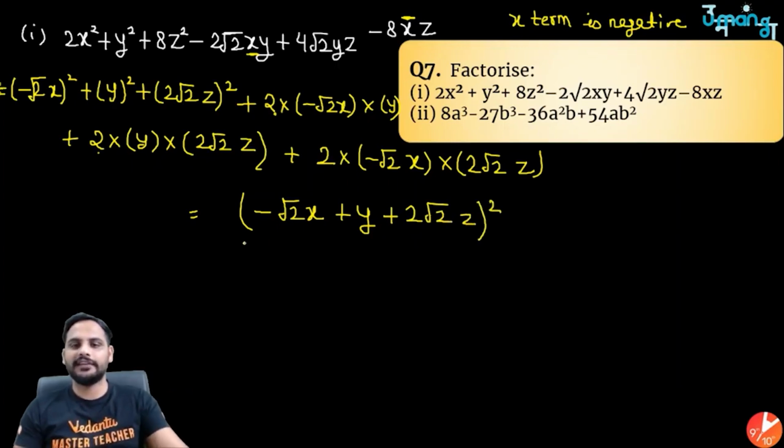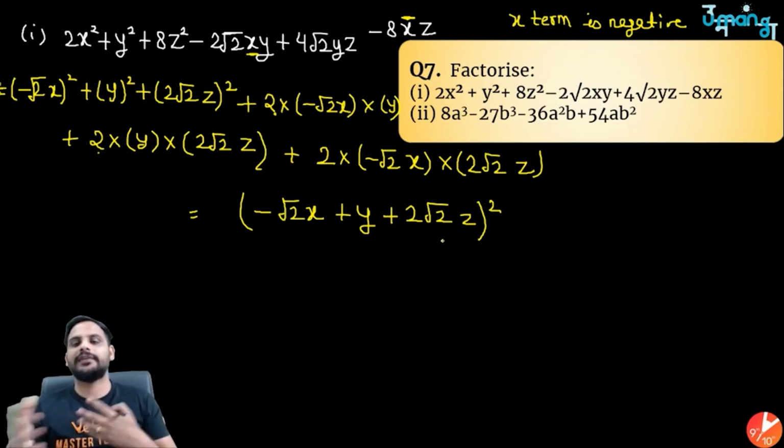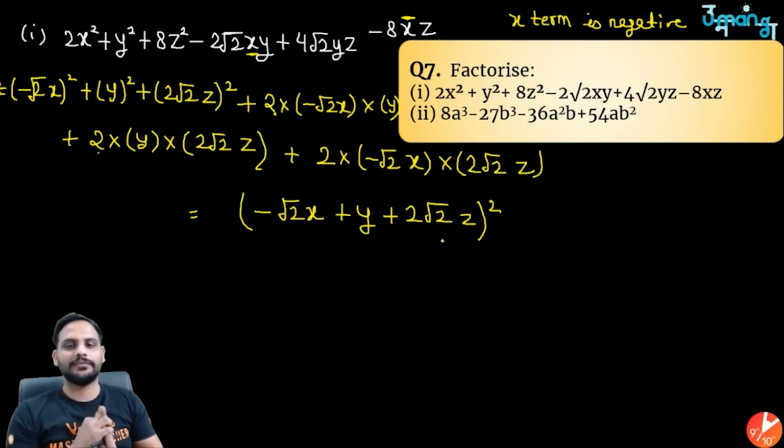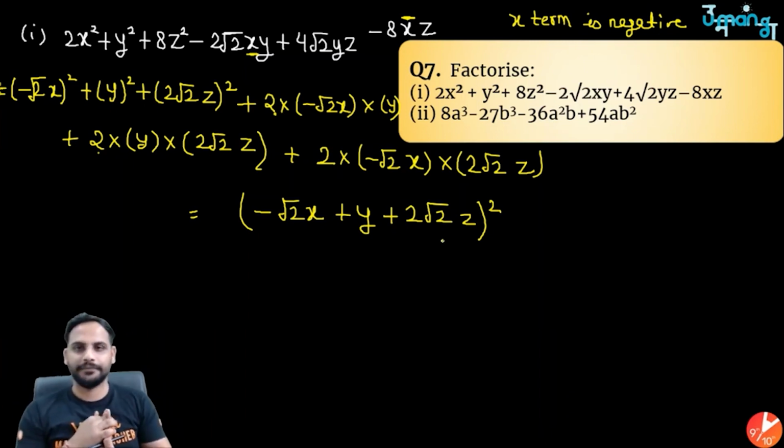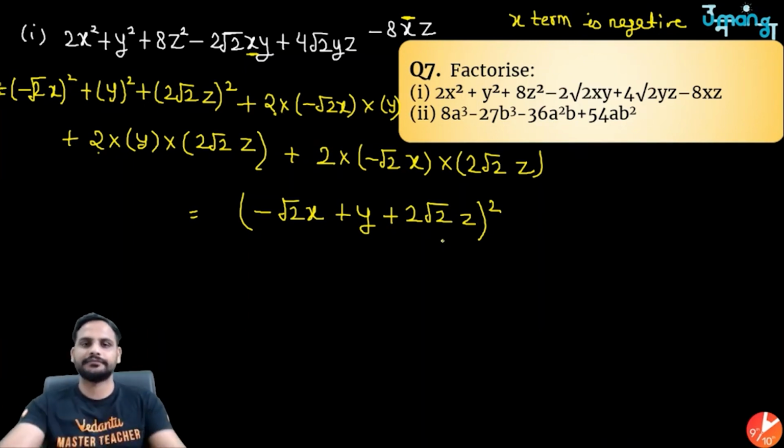So this is the factorization. You can write this as minus root 2x plus y plus 2 root 2z into, same thing, minus root 2x plus y plus 2 root 2z. Got it? This is the factorization.